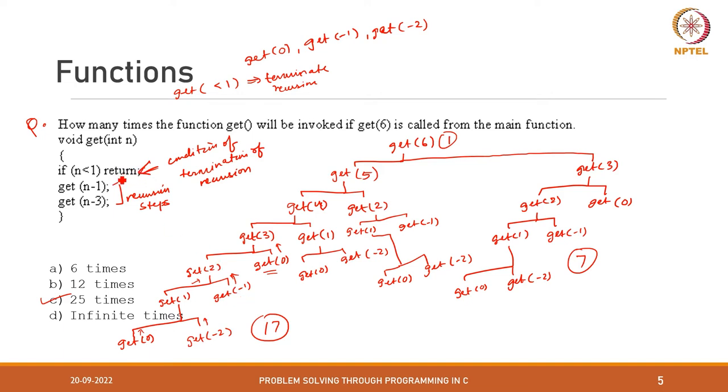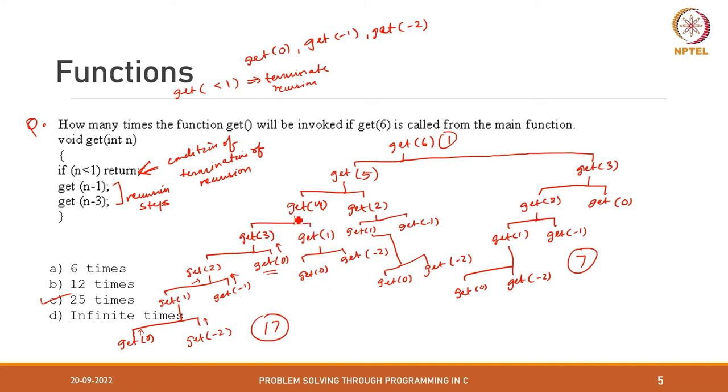Then get of 1, the condition is still not satisfied, so it will again call get of 0 and get of minus 2. For both get of 0 and get of minus 2, the condition is satisfied, so there is no further recursion beyond this, it will stop here. Now in a similar manner, let us fill up all other recursions that we have. So here get of 1 had been called. The condition is still not satisfied, so it will go into further recursion, which is get of 0 and get of minus 2. Here there is no further recursion, because the value returns, and the recursion does not go beyond this.